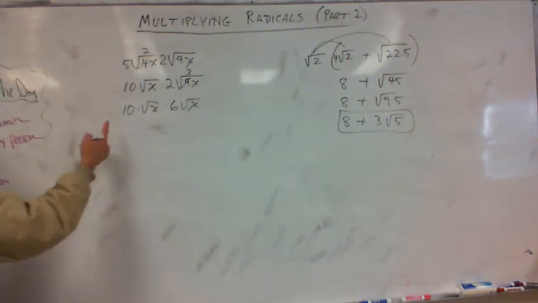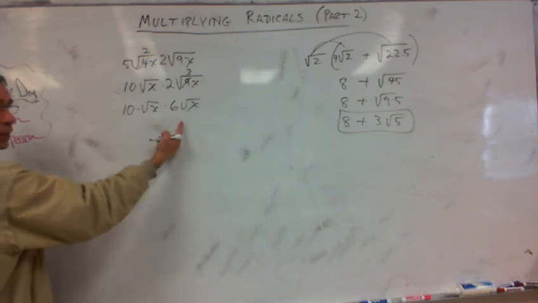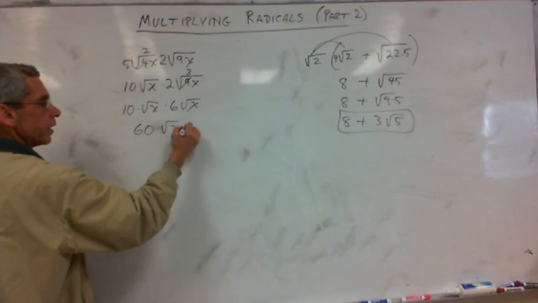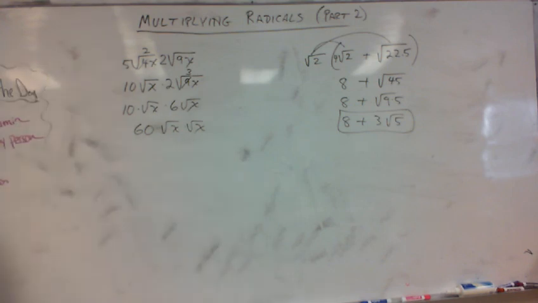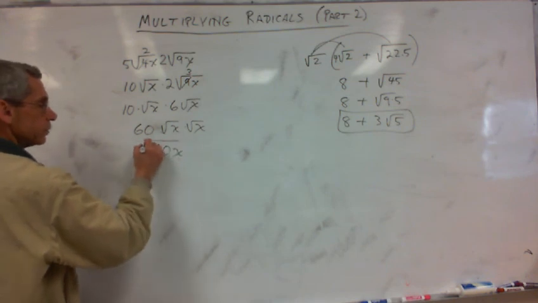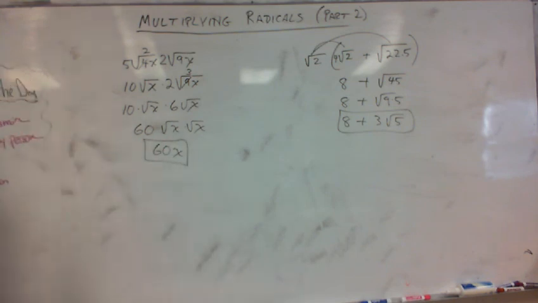Oh, wow. Well, we could do the commutative property, which says I could do 10 times 6. What's 10 times 6? 60. All right, 60 times the square root of x times the square root of x. What's the square root of x times the square root of x? X. So my whole answer is 60x. That's awesome. That huge mess up there became so simple. Did I do it right? Did it look like I did it right? 5 times 6, 10, 2, yeah, that's right.